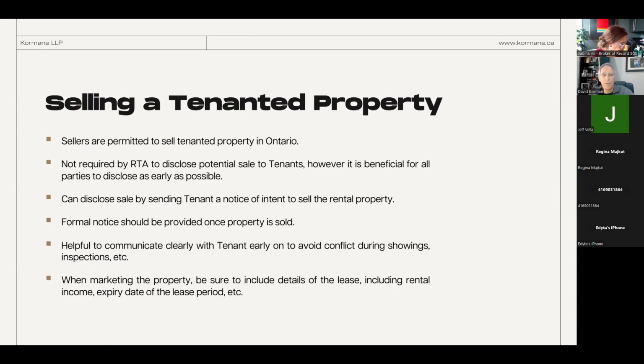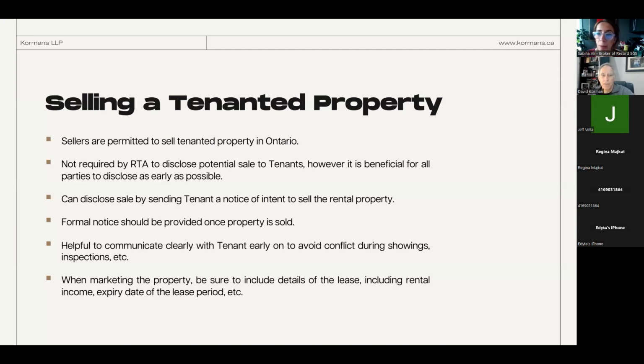So there isn't a requirement under the Residential Tenancy Act to disclose a potential sale to the actual tenants that are living in the property. But from a practical point of view, it's usually beneficial for there to be that disclosure. If you're selling a property that's subject to a tenant, you're generally going to need the cooperation of that tenant in order to sell the property. So why not let them know? Why not disclose that to them?